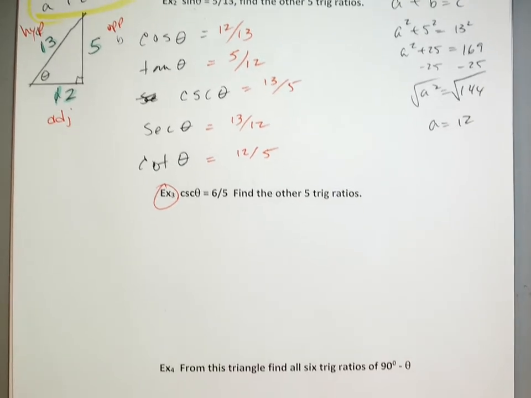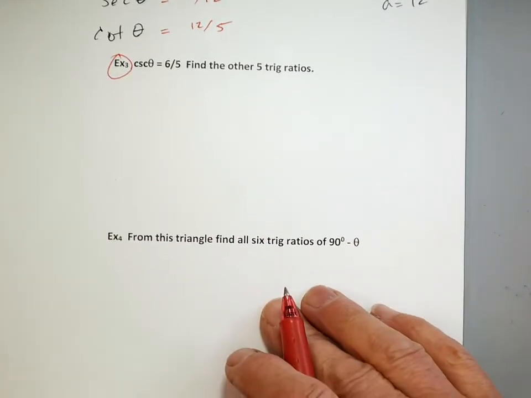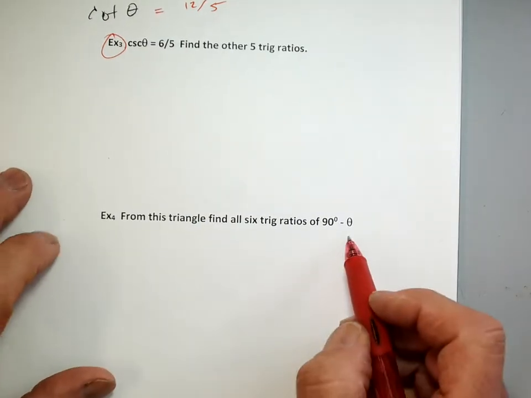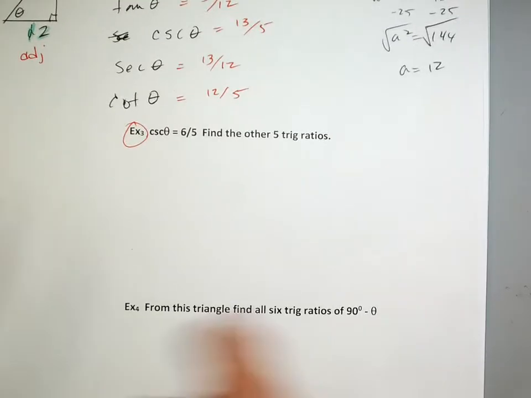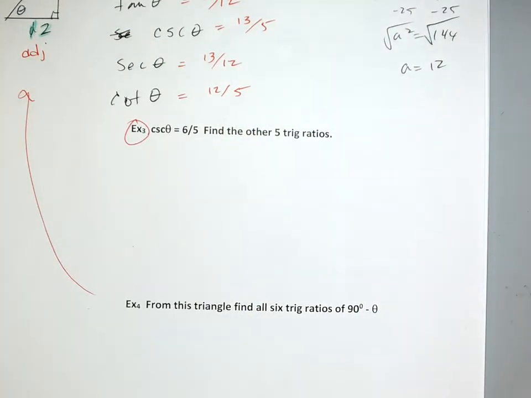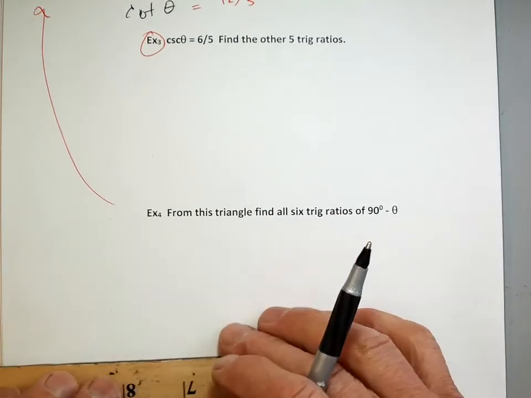Now, I'm going to shift up to example 4. It says, from this triangle, find all 6 trig ratios of 90 minus theta. Okay, so let's take a look at our triangle. I'm going to use this triangle up here. So let me redraw my triangle. Always draw a triangle. Always draw a right triangle. So I'm going to go ahead and draw it.